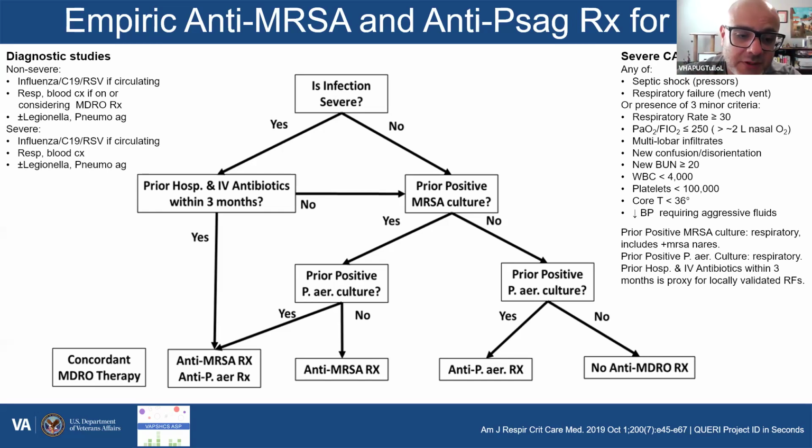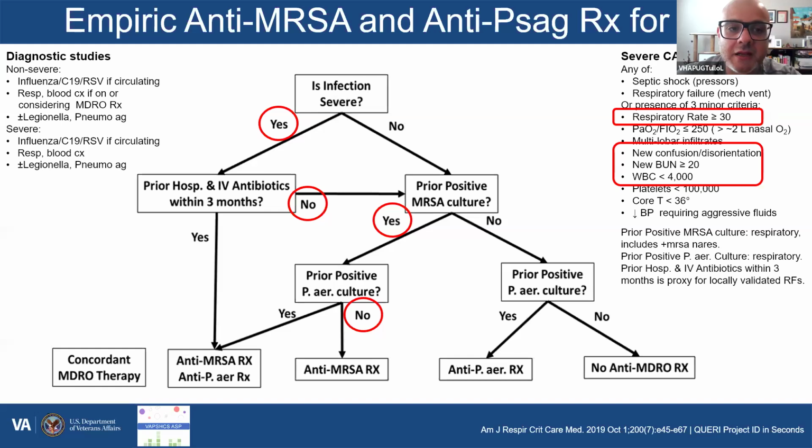So if we look at our patient, the first thing you do is determine the severity of their CAP. So she had severe CAP by the ATS-IDSA definition: high respiratory rate, confused, BUN, and leukocyte count below 4,000. So you kind of go into this part of the algorithm.